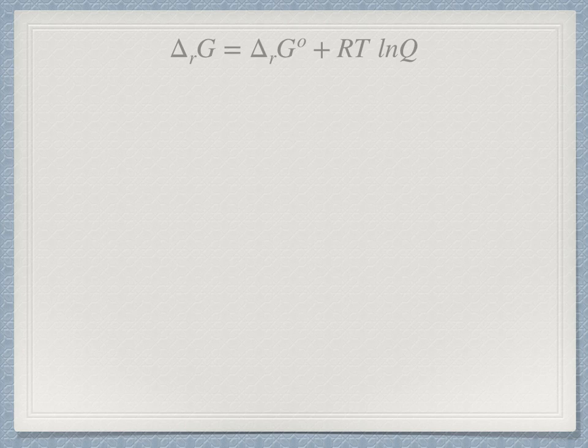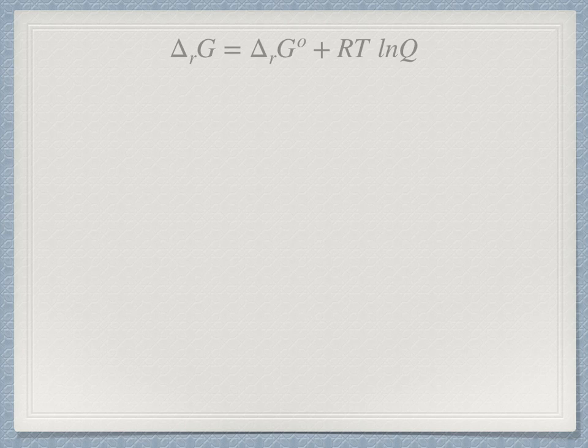Delta G reaction tells us what the reaction is doing. If it is negative, the reaction is proceeding in the forward direction. If it is positive, the reaction is proceeding in the reverse direction. If it is zero, the reaction has reached equilibrium. At that point, Q is the equilibrium constant K. How do we calculate it?